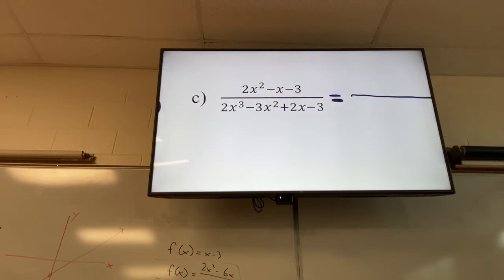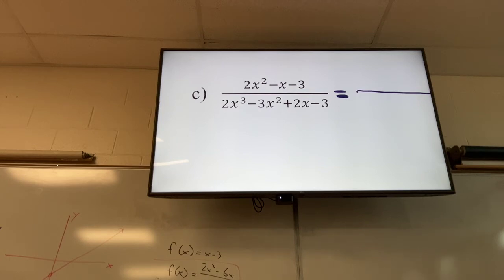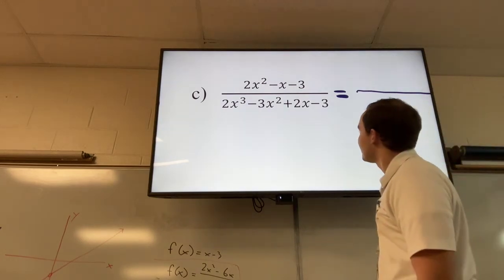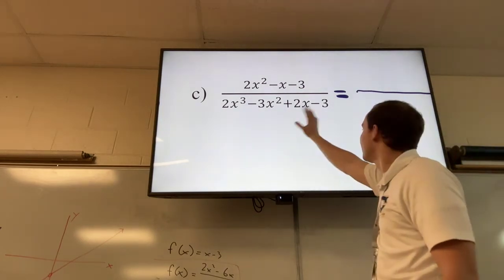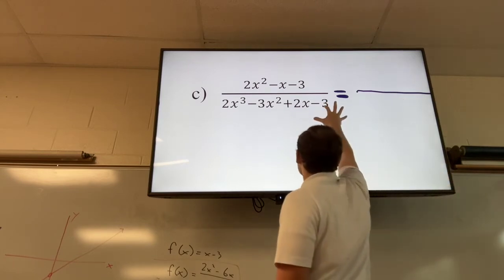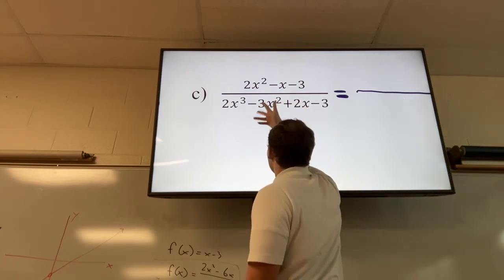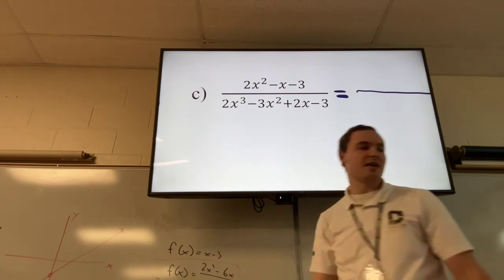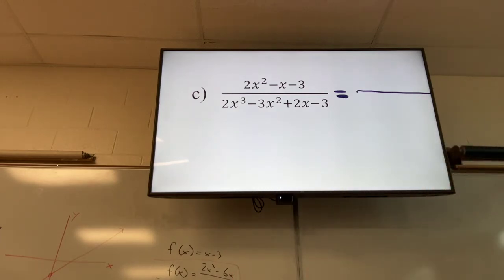What is the bottom factor? Do we have any GCFs on the bottom? I don't see a GCF, not among all four terms, because 3 is prime, so there's not going to be any GCFs in the bottom. So what kind of factoring method do I do when I have 4 terms? Grouping. Yeah, I'm going to do grouping.